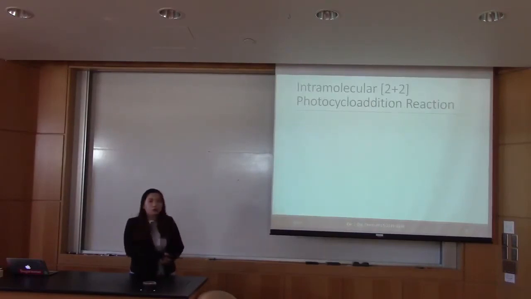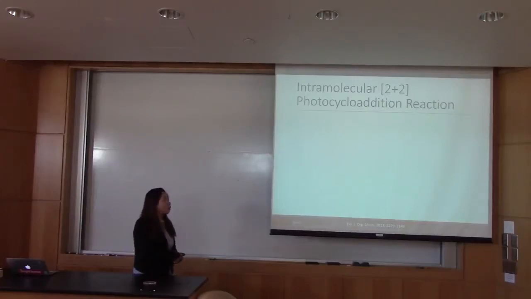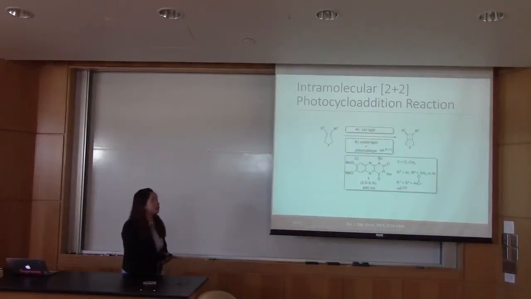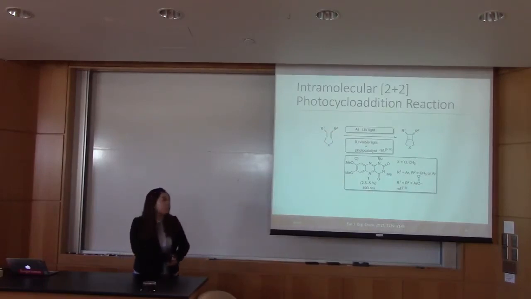And the next 2+2 reaction I will introduce is the intramolecular 2+2 photocycloaddition reaction. Intramolecular means the reaction happens within one molecule. There are 3 ways to make these reactions. The double bond here can form the 4-membered ring with another double bond within this molecule.